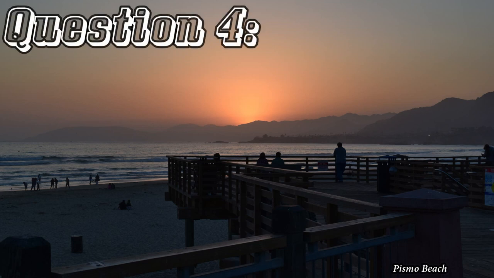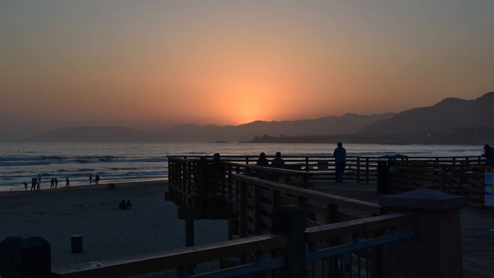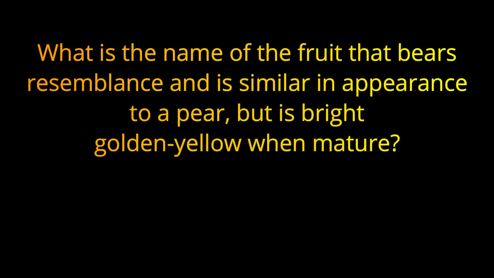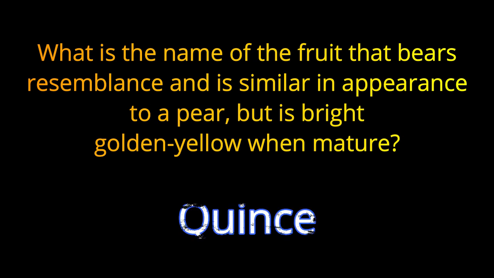Question number 4. What is the name of the fruit that bears resemblance and is similar in appearance to a pear, but is bright golden yellow when mature? The answer is a quince.